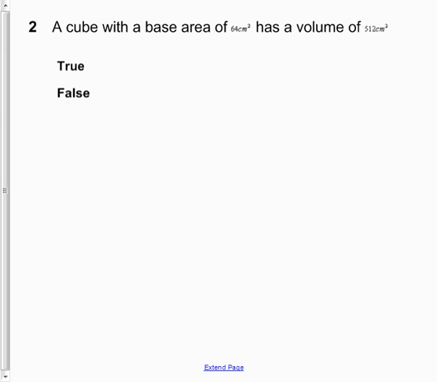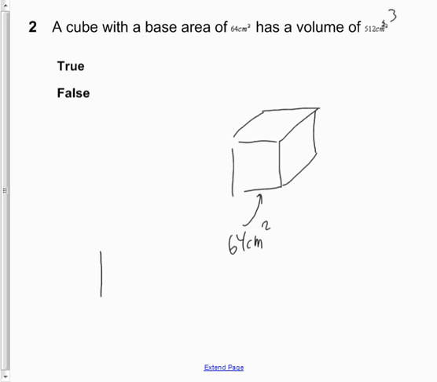Question 2, a cube with a base of 64 centimeters squared. And this is supposed to be changed with 3. It was a misprint. So a cube with a base of 64 centimeters squared. So the base is 64 centimeters squared, and it's a cube. That means it was a square. And if it was a square and its area was 64 centimeters squared, that must mean that the edge length is 8 centimeters.